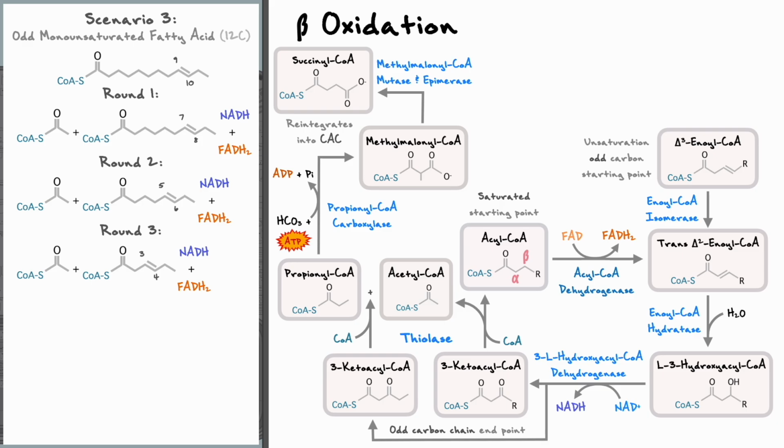You will notice that the name does not mention whether the bond in delta-3 enoyl-CoA is cis or trans, and that is because enoyl-CoA isomerase is able to convert the compound into the trans-delta-2 version regardless of that.